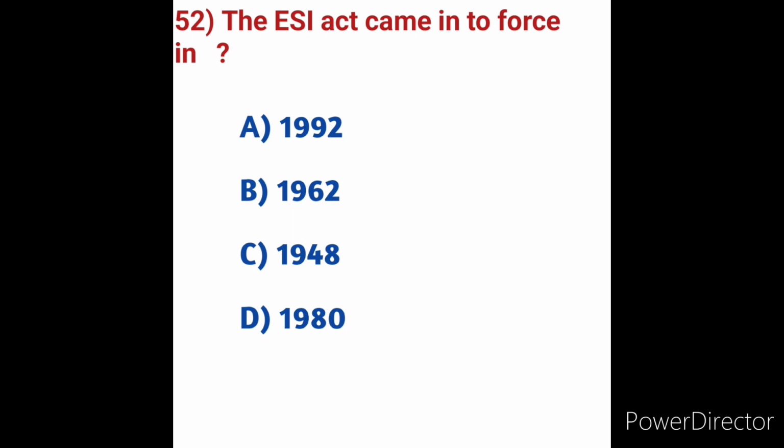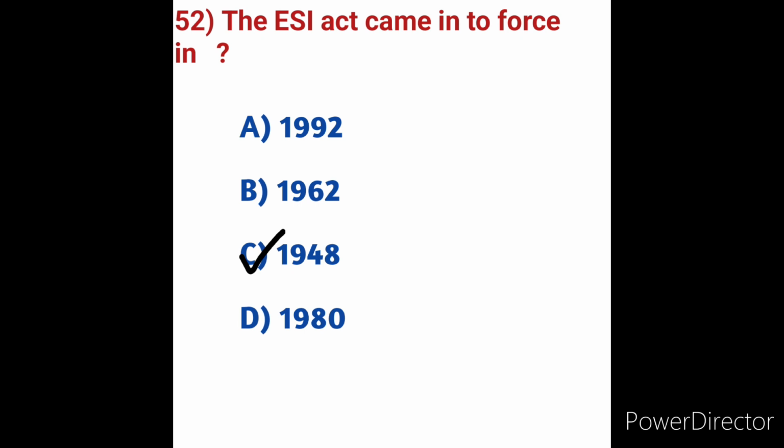The Employees State Insurance Act, Act number 34 of 1948, was passed on 19th April 1948. It is an act to provide certain benefits to employees in case of sickness, maternity, and employment injury, and to make provision for certain other related matters. The Act was later amended. Among these options, option C, 1948, is the correct answer.